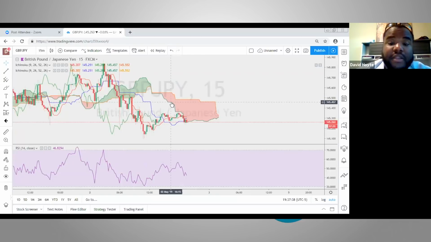For me, the dips is a magnet. So the dips is going to pull the candles towards the cloud. This is in my back testing, guys.